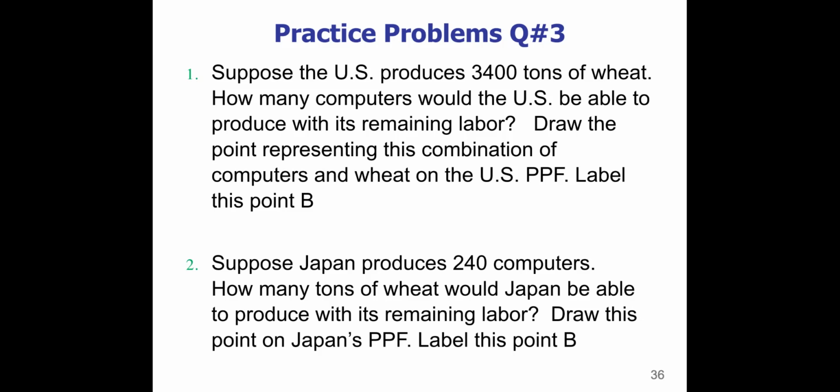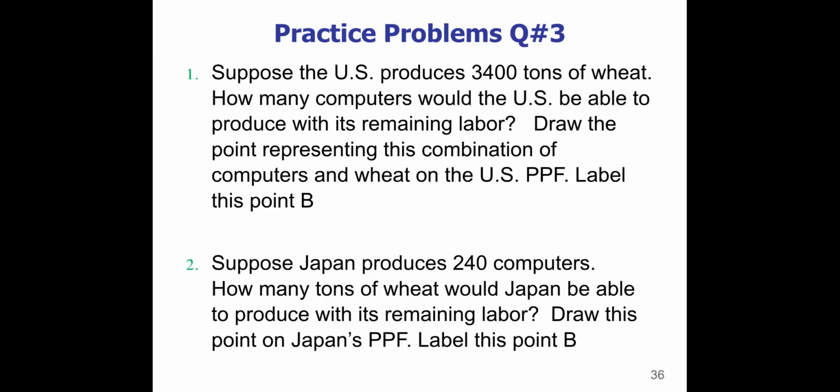If you want to draw this in a new color or a colored pen of some sort to make it stand out, you're welcome to do that. So for question 1, we're going to use the US graph, and we're going to say that the US, instead of producing 2,500 tons of wheat, is going to produce 3,400 tons. If they use some of their labor hours to make 3,400 tons of wheat, how many computers can they make with the leftover labor hours? That's what you have to figure out for question number 1.